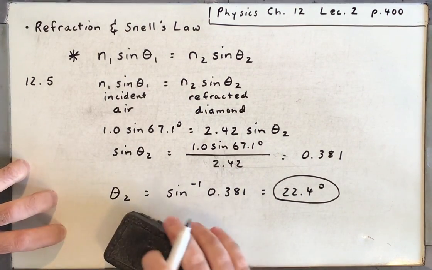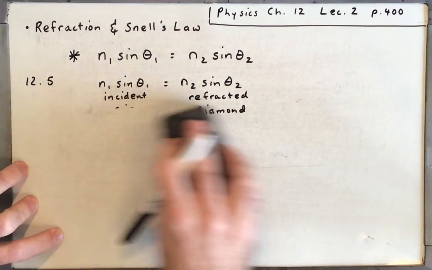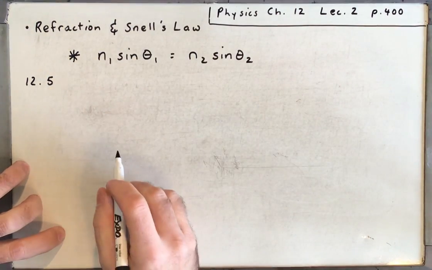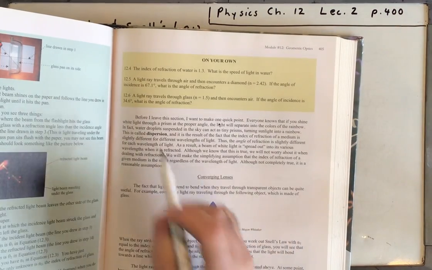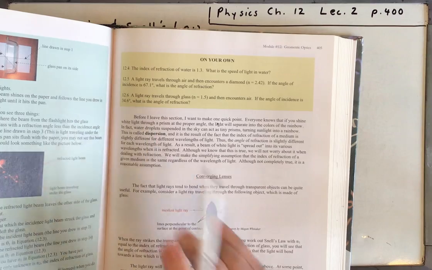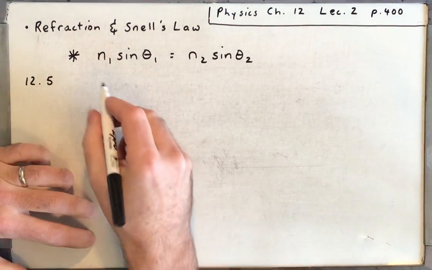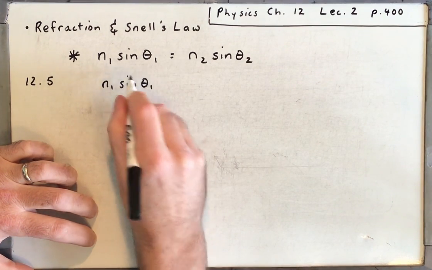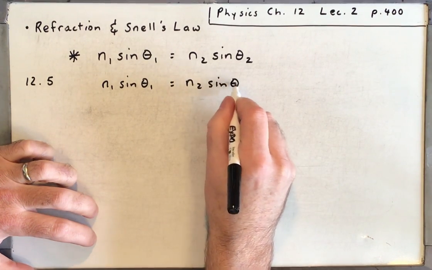All right, and let's do 12.6. So 12.6 says a light ray travels through glass and then encounters air. If the angle of incidence is 34.6 degrees, what's the angle of refraction? Okay, so we have n1 sine theta 1 is equal to n2 sine theta 2. Now we're reading this problem left to right.